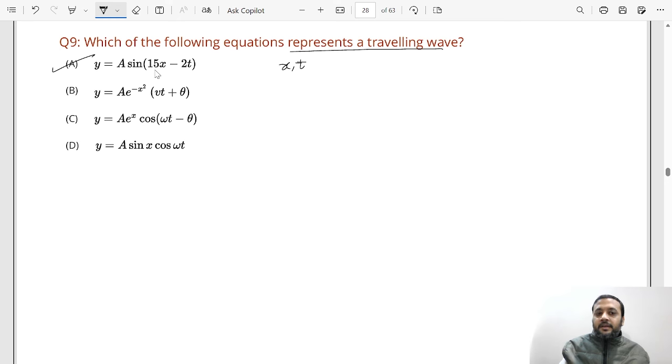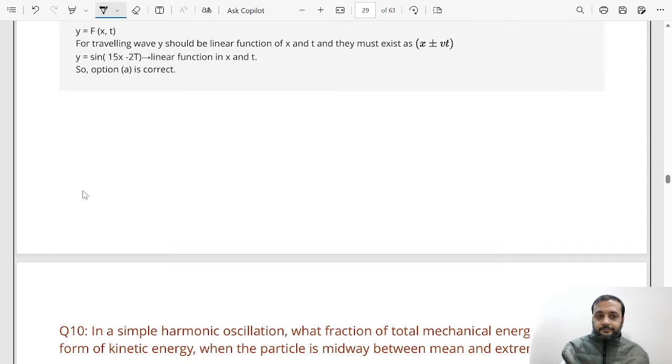It's a sinusoidal wave, because you can see that the combination of x and t is in linear format. In none of the other equations are x and t in linear format. Okay, this is a wave, but this is a standing wave. It is not a traveling wave. The question was asking about a traveling wave. All right, I hope you would have understood.